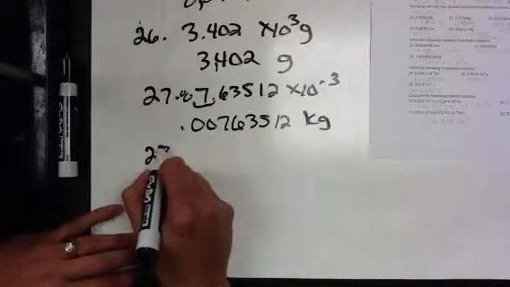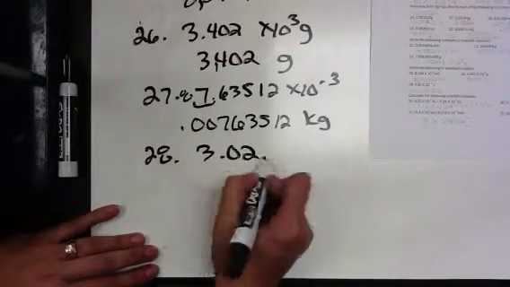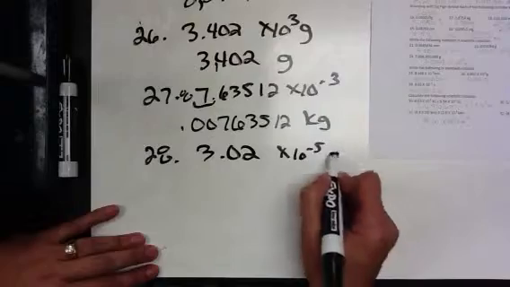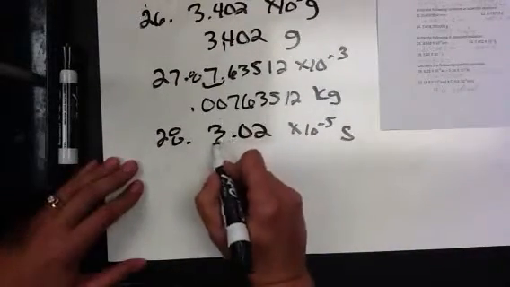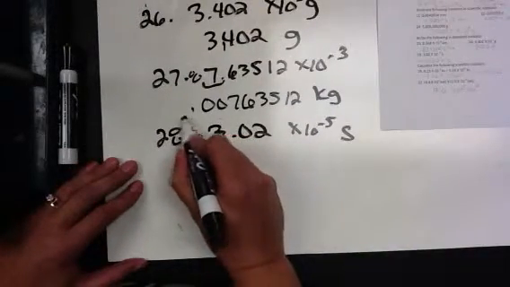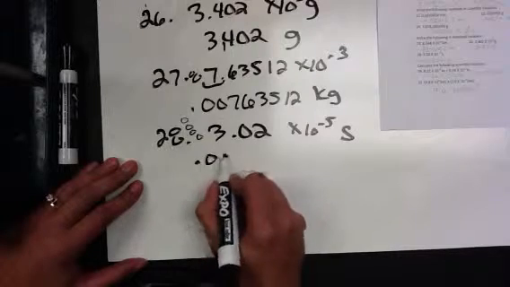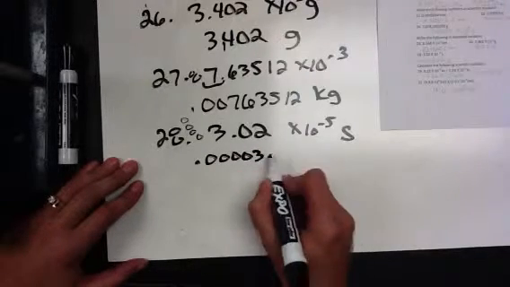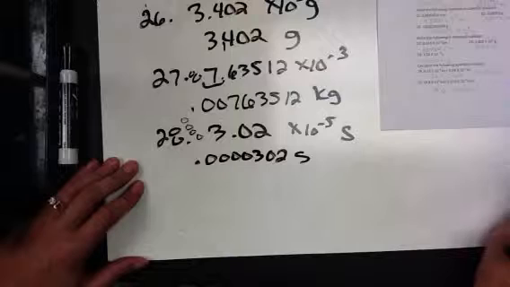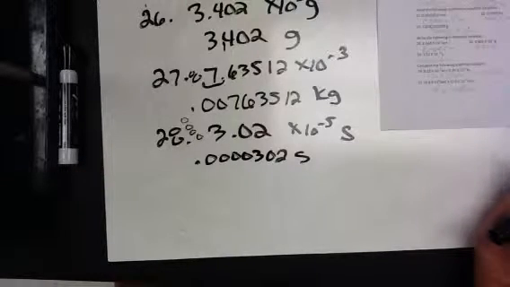Right. And 28, we had 3.02 times 10 to the negative 5th seconds. So if I'm coming back, I'm going to go back 1, 2, 3, 4, 5. Write it back out: 0.0000302, and seconds for that final answer. So that's just converting from scientific into standard.